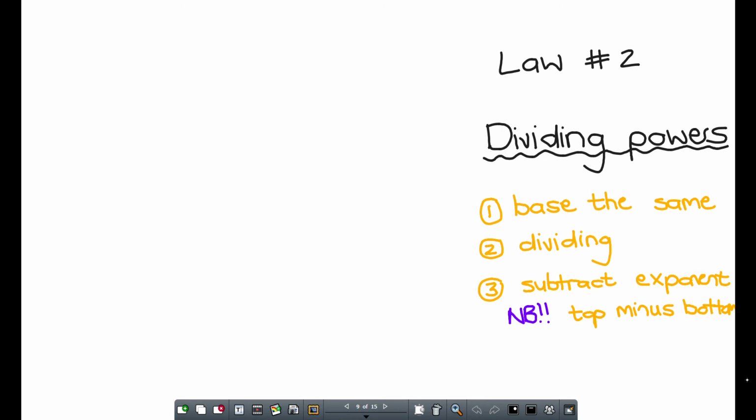Very important, we always take the top exponent, meaning the one at the top of my fraction, minus the bottom exponent. You'll see what I mean just now when we do the examples. Any questions? Maybe just let's write, base stays the same, as well.